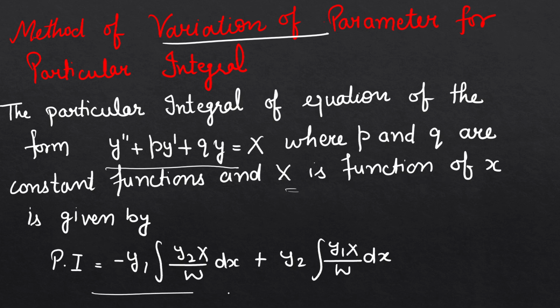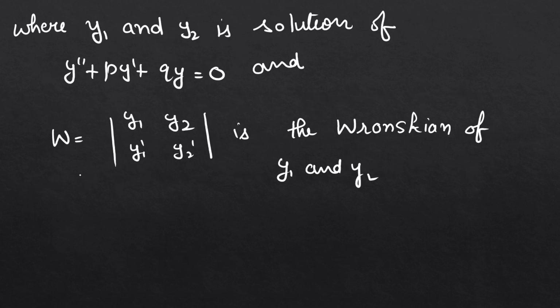So its particular integral can be given in this way. Here we can see that x is given to you. Now we have to find what is y1 and what is y2. So always remember y1 and y2 are solutions of the homogeneous differential equation. Whenever we have y double dash plus py dash plus qy equal to 0, you will always find two values, y1 and y2. That is known as the solution of homogeneous differential equation, or we can say that it is a complementary function also.